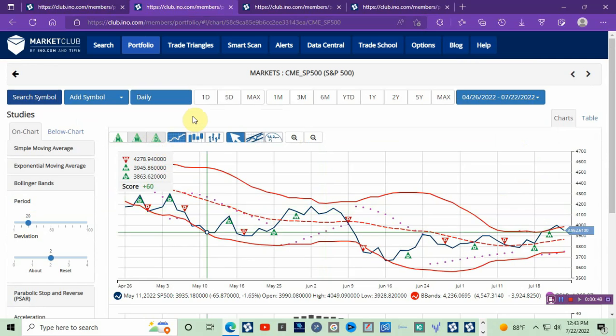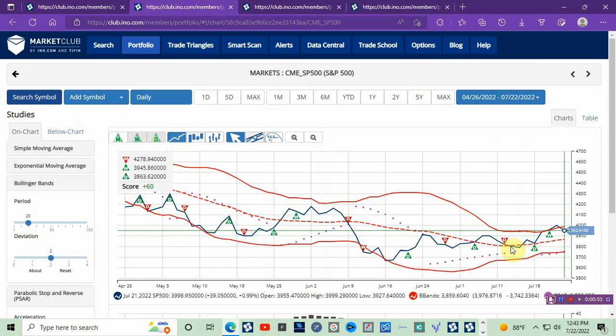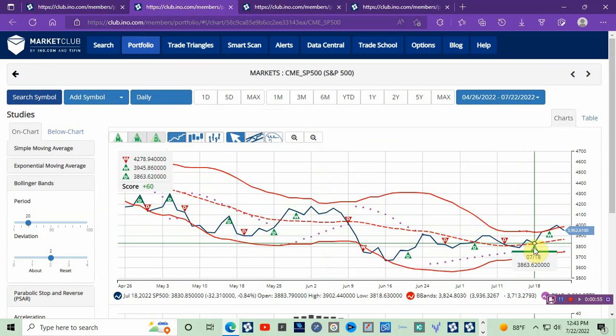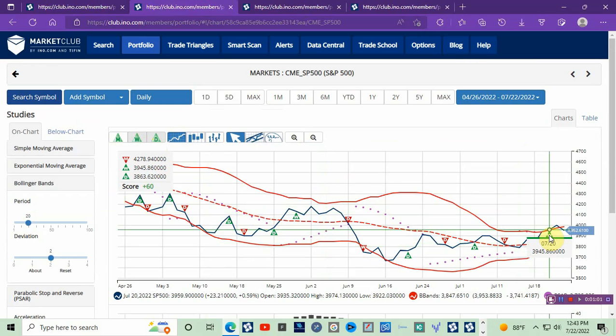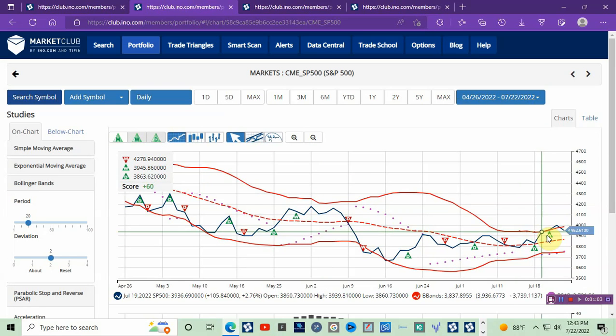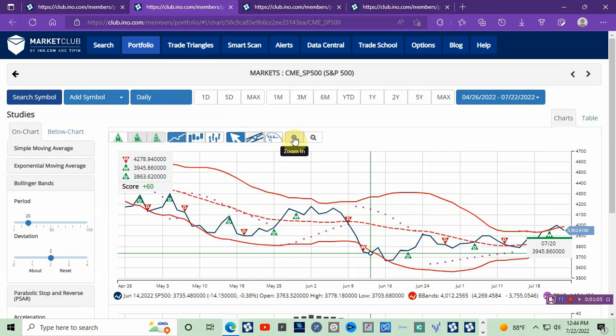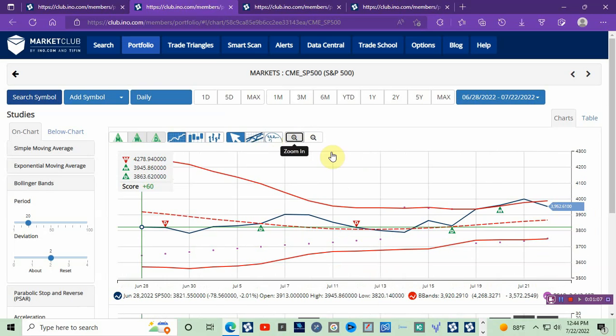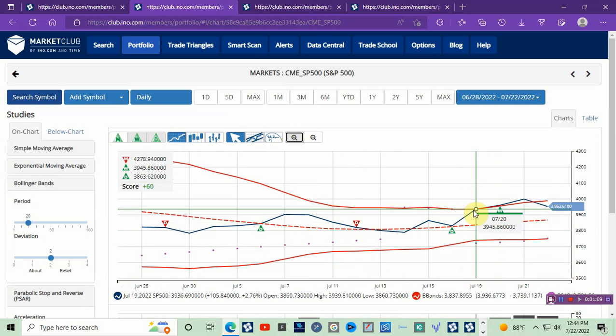Okay, see we got two green trade triangles. We got the daily and the weekly. The daily came in at July 18th, and the weekly came in on July 20th. And you see, I'm gonna go ahead and enlarge this a little bit. It got into overbought territory, came outside the Bollinger Bands, and it came back in.